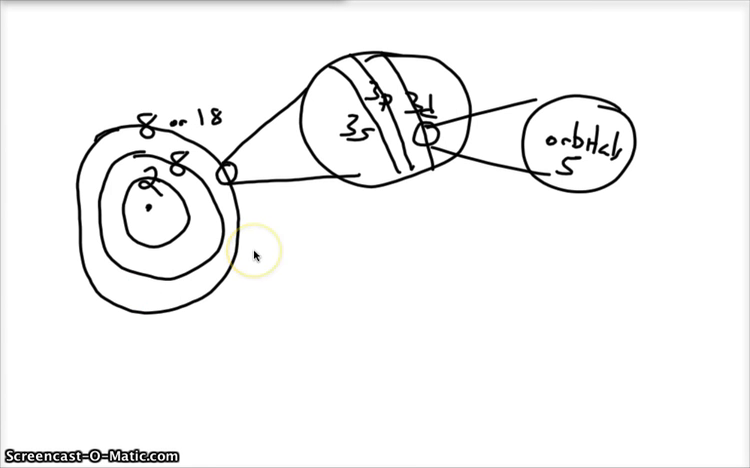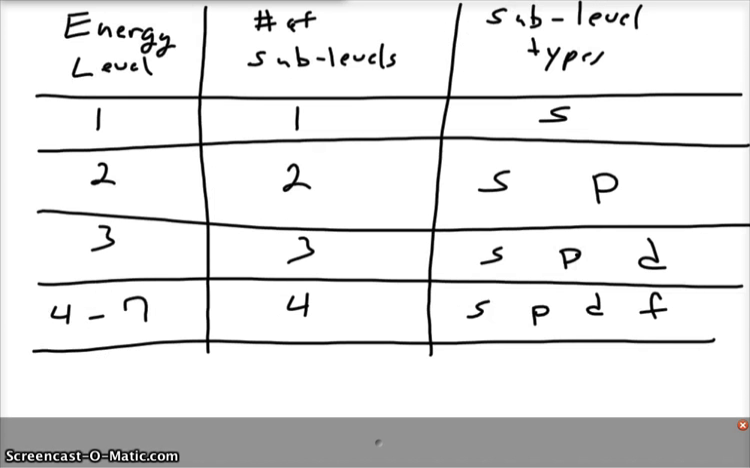And so particularly you guys who are on the band trip, what you really need to focus on is making sure that you know the data in these two tables, not graphs, and know it. You just simply need to memorize it. For example, I can ask you, hey, what sublevel types are in the third energy level? Well, in the third energy level, you have S, P, and D sublevel types.